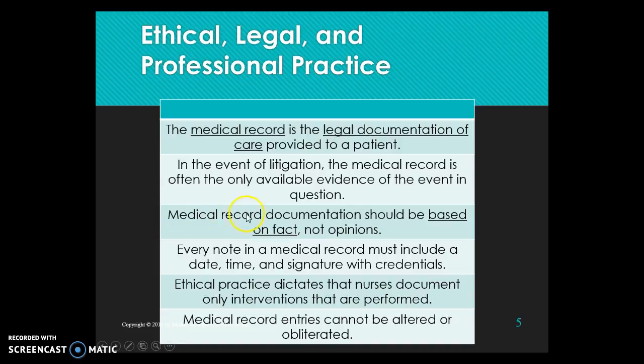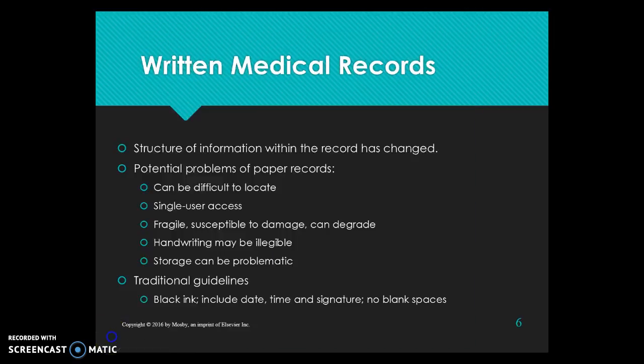Medical record entries cannot be altered or obliterated. Now, some of you who work in hospitals already know that an electronic medical record can be changed. However, it leaves an imprint that it was changed. So it's really a big deal because in court, they're going to say, why was this changed and what were you hiding? So you want to avoid that at all costs. You would go in and put in a note that says something different. Every facility is going to have their own policy, but you want to be very careful that you don't alter or obliterate them because that looks very bad.